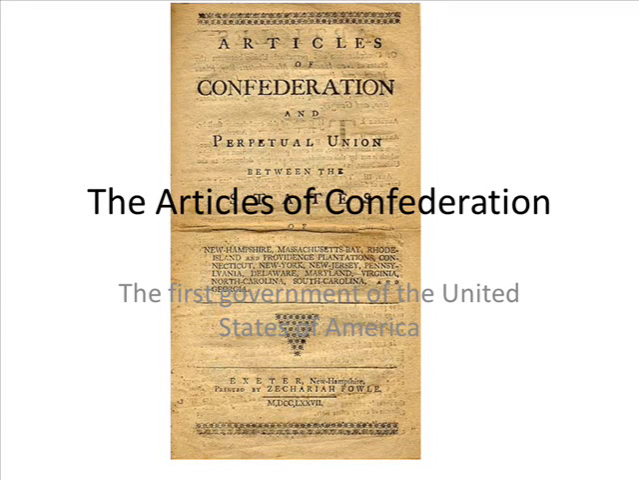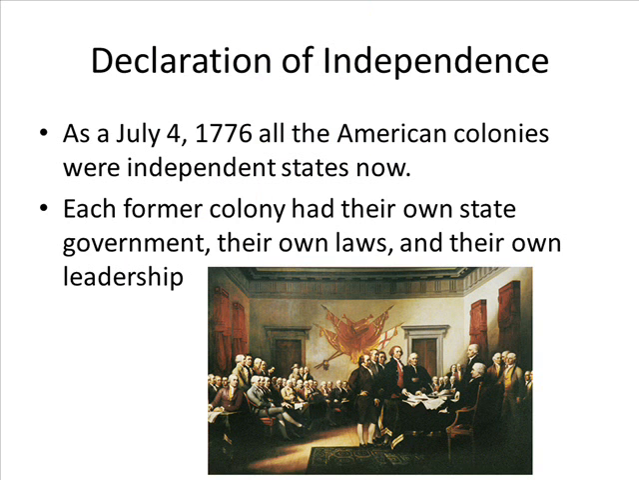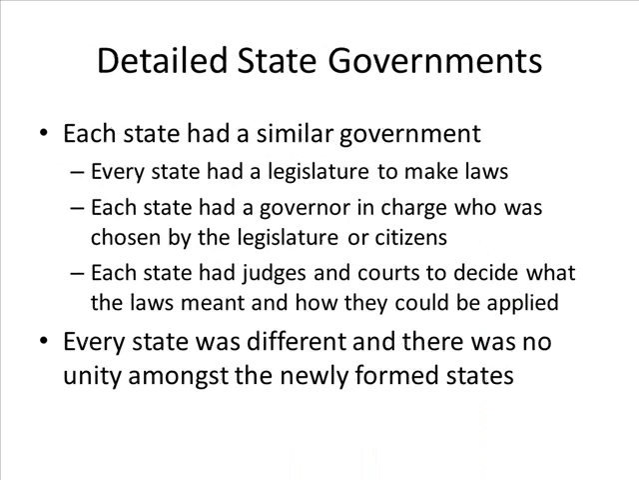This video is going to continue our exploration into Unit 1, and we're going to quickly look at the Articles of Confederation. Now, the Articles of Confederation was our first government for the United States of America. We declared independence from Great Britain on July 4th of 1776. The colonies are now becoming states as they are forming their own governments in every state.